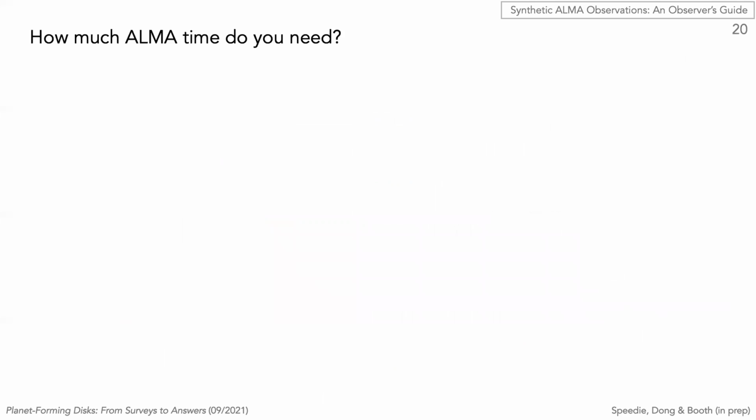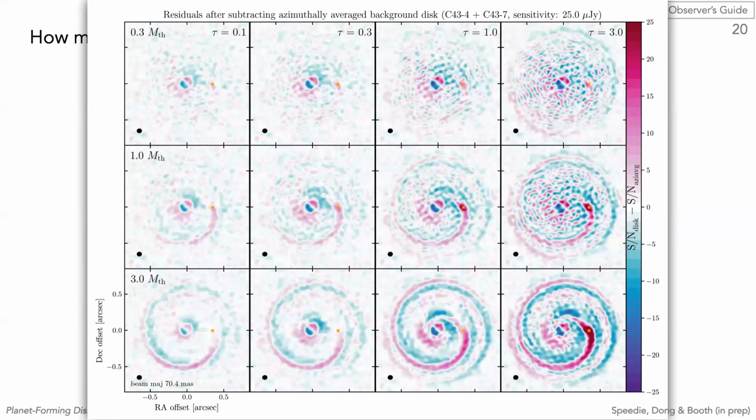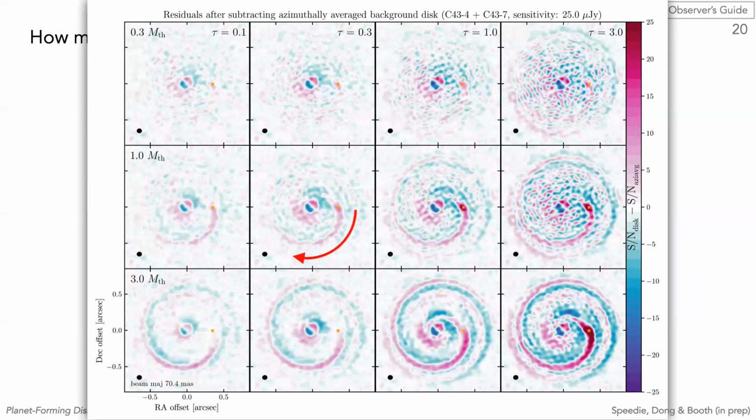So how much ALMA time do you need to detect planet-driven spiral arms? To answer this question, we take all of our synthetic observations, and I'm showing just 12 here, and we make a residual map by azimuthally averaging in the image plane. Since our disks are face-on and we know the center, this is easy to do, and we found it actually yields better results than Frankenstein, which operates in the visibility plane. We then say that if we could trace the spiral in 5 sigma contours over an azimuthal extent greater than about 90 degrees, then we classify that as a successful spiral recovery.